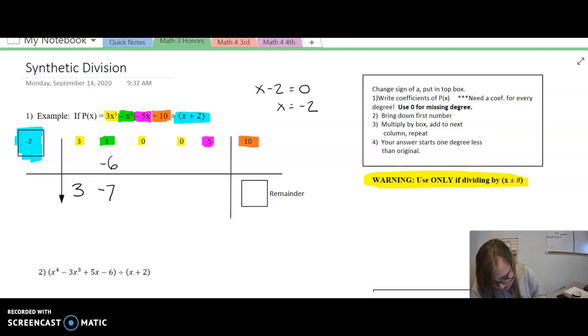Now we're going to do the next one. We have -7 times -2, which is 14. Add to next column. 14 plus 0 is 14. Again, we have 14 times -2, which is -28. Then we have 0 plus -28, which is -28. And then we do -28 times -2 again, and then we're going to get 56.